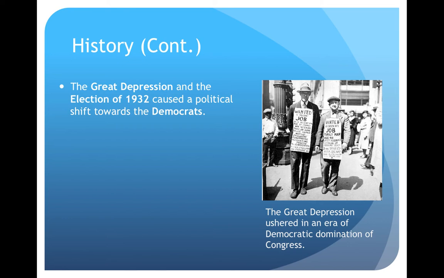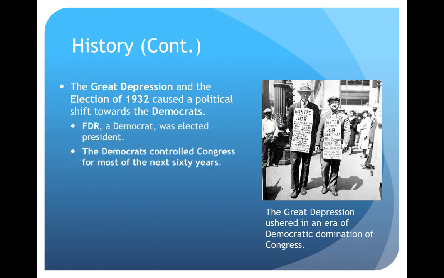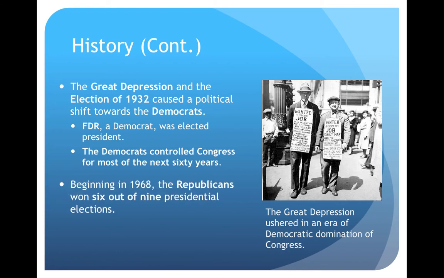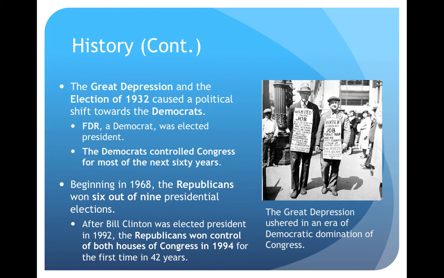The Great Depression and the election of 1932 caused a political shift towards the Democrats. FDR, a Democrat, was elected president. The Democrats controlled Congress for most of the next 60 years. Beginning in 1968, the Republicans won 6 out of 9 presidential elections. After Bill Clinton was elected president in 1992, Republicans took control of both houses of Congress in 1994 for the first time in 42 years.